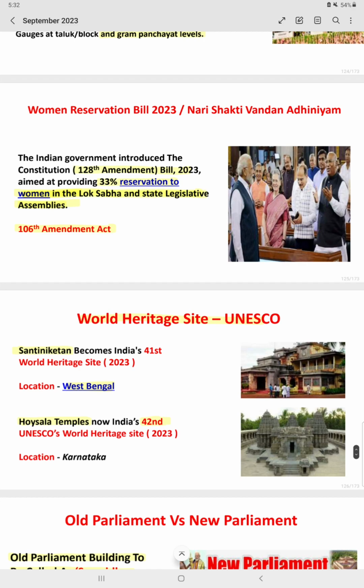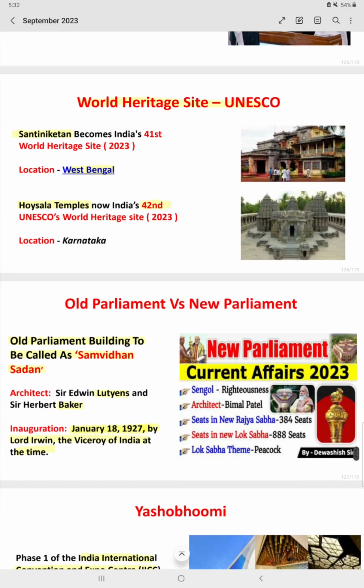Then we have the Women's Reservation Bill 2023. It is the 128th Amendment Bill, but the 106th Constitutional Amendment Act. So 33% reservation is given to women in the Lok Sabha and state legislative assemblies. Then we have new World Heritage Sites of UNESCO. Three are there actually. No, I think 42 are there. The 41st is Shantiniketan in West Bengal, and the 42nd is the Hoysala temples in Karnataka.